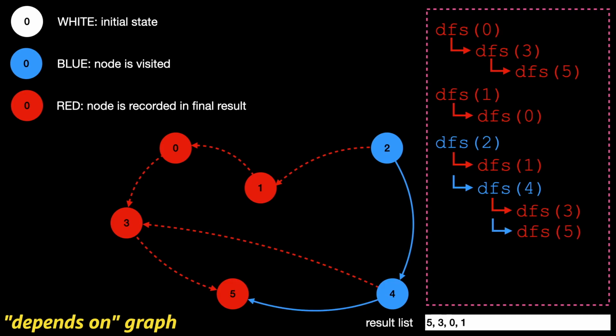We traverse the next outgoing neighbor of 4, which is 5. 5 is also red. We trace back to 4. Then we complete node 4, mark 4 as red, and put 4 into the result list. Then trace back to 2. Complete node 2, mark it as red, and put it in the result list.